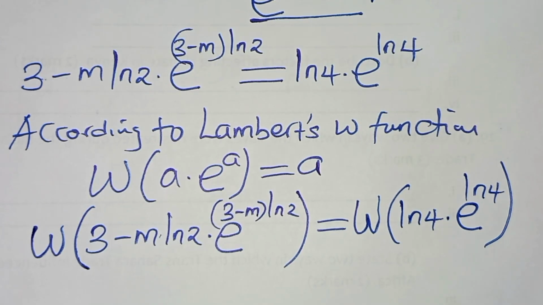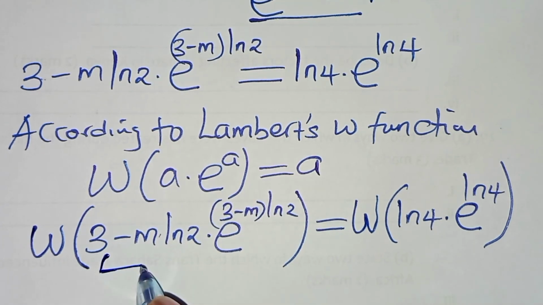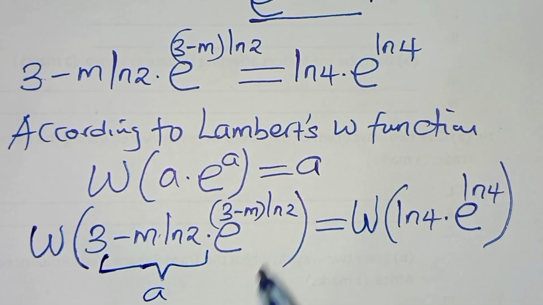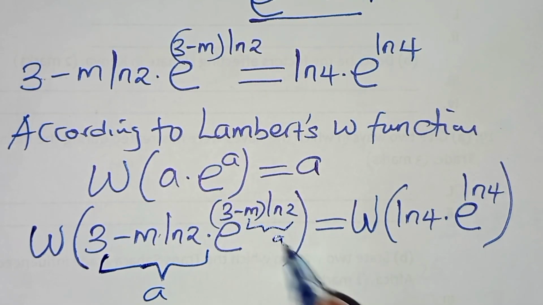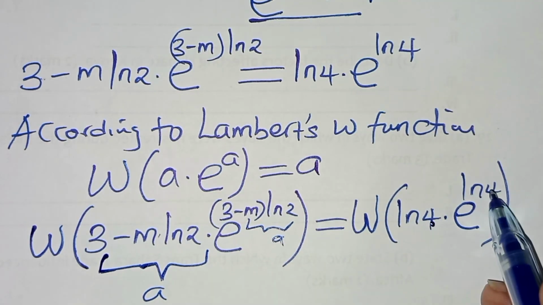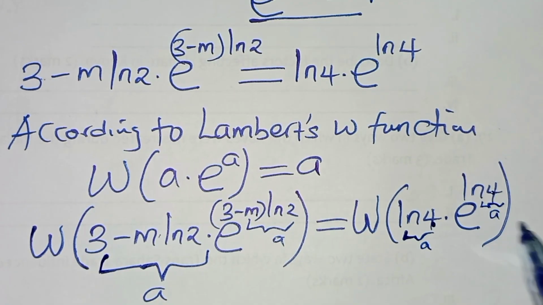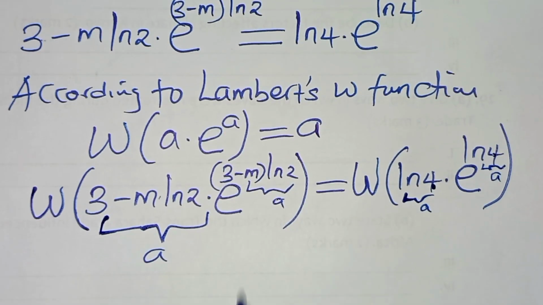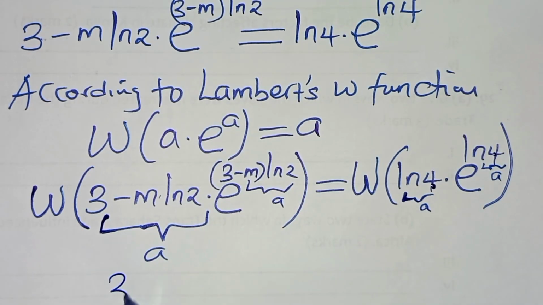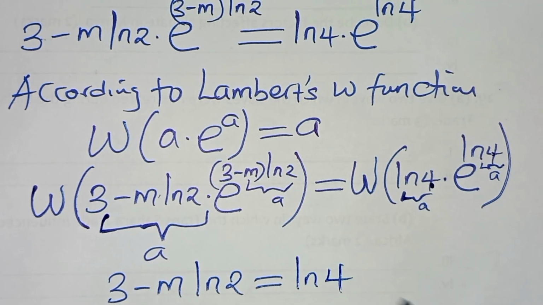So let's proceed. So applying this W function here, so this part here, this is a, and on top here this is also a. Here we have natural log of 4 is equal to the natural log of 4 here, so this is the same thing as a, and also here this is the same thing as a. So that implies that on the left hand side we have 3 minus m natural log of 2. This is equal to, here we have natural log of 4.